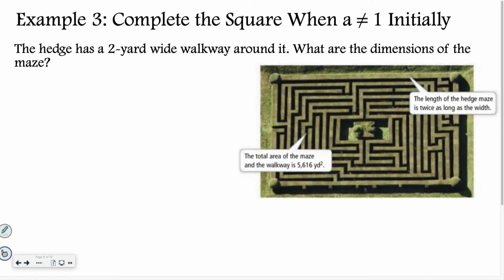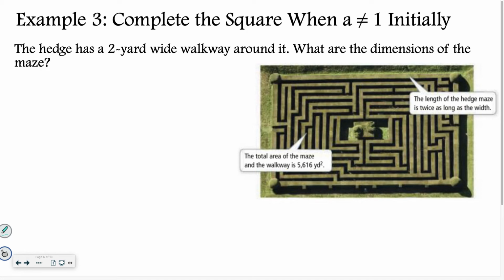All right, the hedge maze has a 2-yard wide walkway around it. What are the dimensions of the maze?